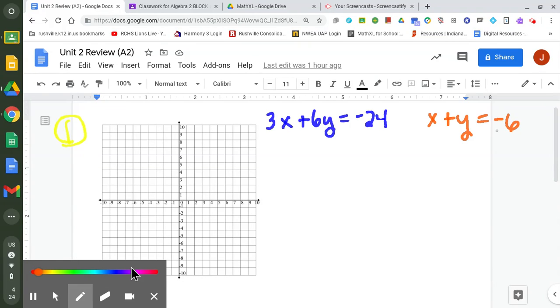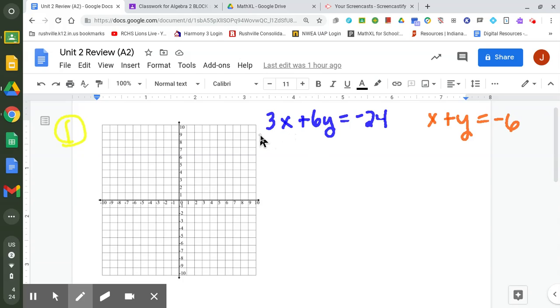So this video will cover examples from the Unit 2 review. For number 1, you are given two equations and asked to solve them by graphing. So in order to graph each of these equations, we need to solve for y.